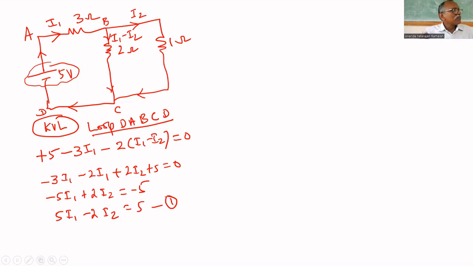Now we have to write the equation for the second loop. In that second loop, I am marking this as E. This is F. So I am going to consider the loop C, B, E, F, C.